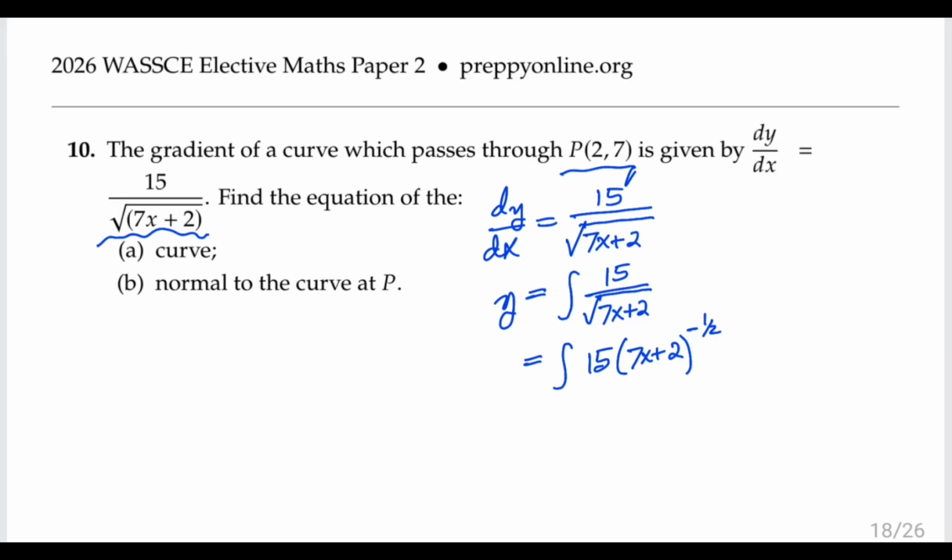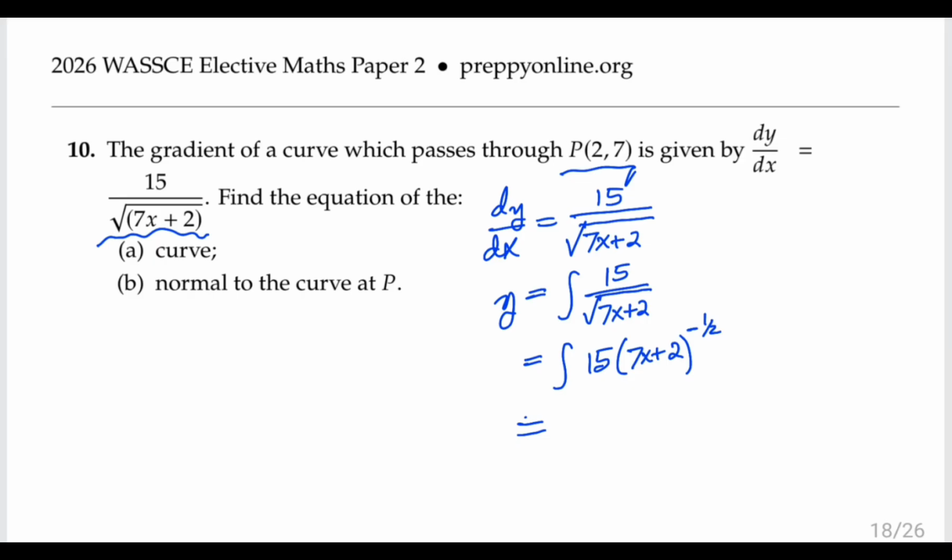And now we are dividing, and when you divide, the index becomes negative. So that's what we get. How do we integrate this? We are basically trying to find the function whose derivative is what we have here. So we are trying to do the reverse of differentiation, and so we can think in terms of the chain rule.